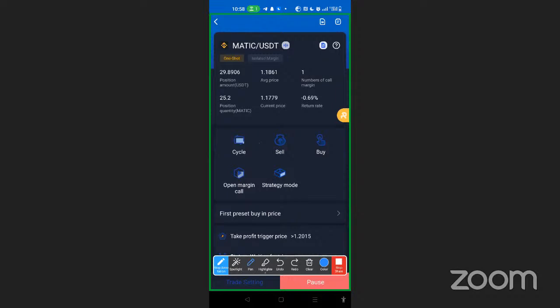Okay, so let's go into here, the cycle. When you tap on cycle, it means that you have removed this coin from one shot. One shot means that the robot buys, the market rises, the robot sells. That's all. When you put it in a cycle, it is a continuous process. The robot buys, the market goes down, the robot sells, the market goes up, the robot sells, the market goes down, the robot buys. It's a continuous process.